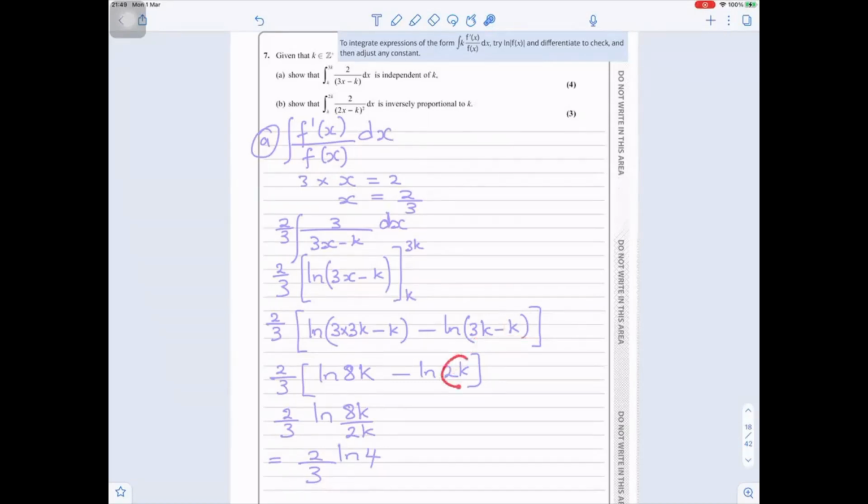And when you subtract logs, you divide them. So 8k divided by 2, the k will cross out. 8 divided by 2 gives you 4. So it's 2 over 3 ln 4. And you notice there is no k in it. So that means it's independent of k. Independent means there is no k in the final answer.